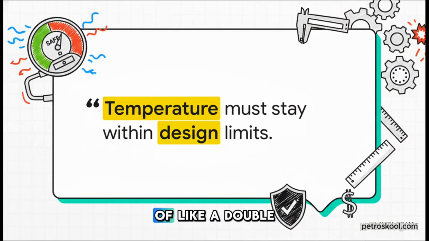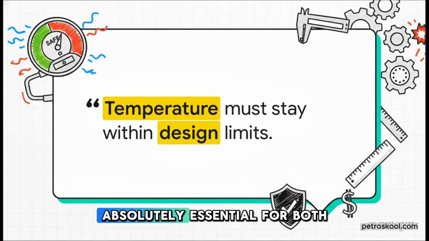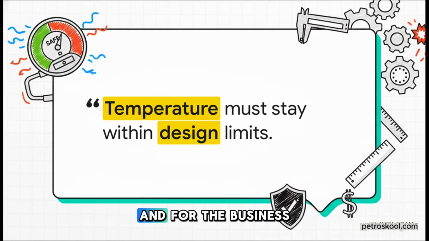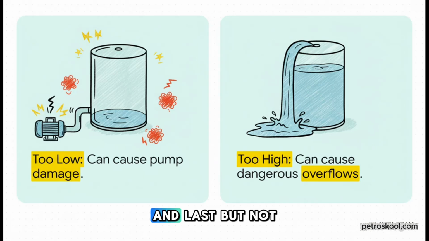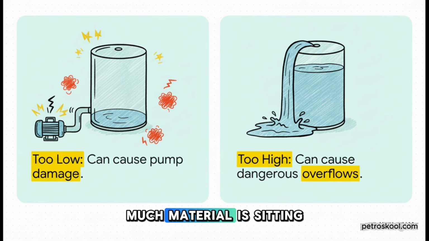See, temperature is kind of like a double-edged sword. It affects the physical health of your equipment, and it affects whether the product you're making is on spec. Getting it right is absolutely essential for both safety and for the business. And last but not least, we have level. This is simply how much material is sitting inside a tank or a vessel.